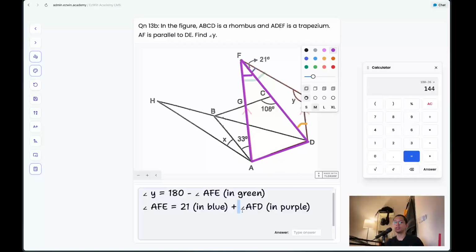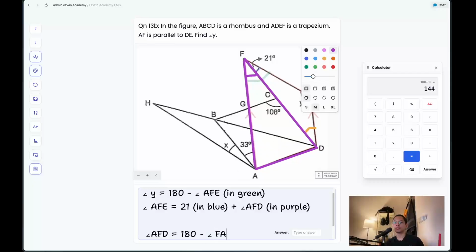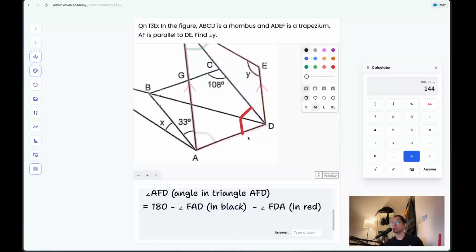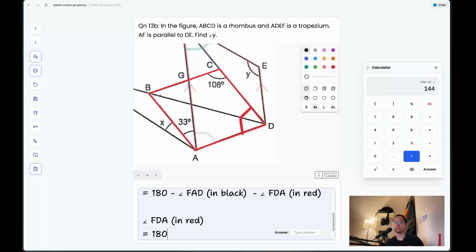For angle AFD, what we need is 180 minus angle FAD. I'm going to put this in black. So FAD, and angle FDA, which in this case is red. To get the angle FDA over here, we know that this is part of a rhombus that is highlighted in red. So FDA is equal to 180 minus 108, and this will give us 72 degrees. That's what we see over here. So 72 degrees.